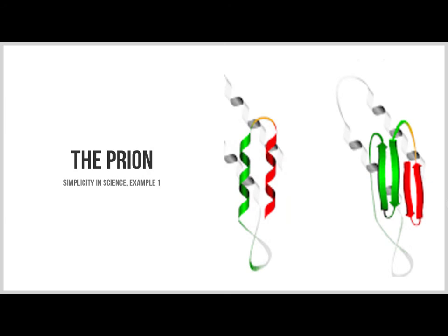She argues that Prusiner's use of the prion allowed him to get ahead in this race, not because his science was good, but because the prion enabled a simple explanation that captured the attention of key audiences within and outside the academy.